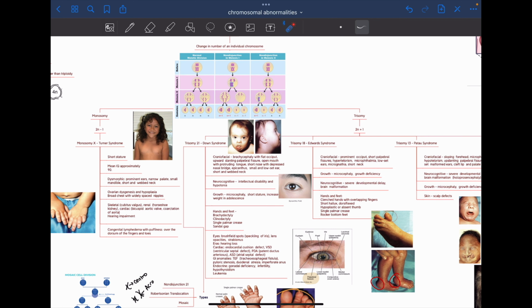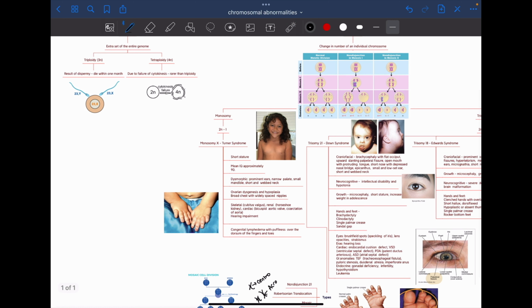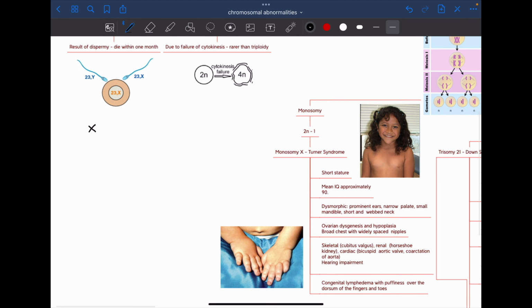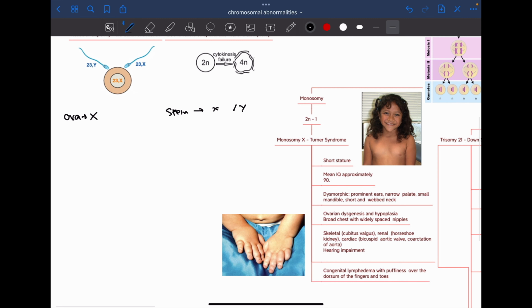Now if we look at the problems with the sex chromosomes, we can basically link them to either the abnormal ova or the abnormal sperm. A normal ovum is supposed to have an X, whereas a sperm is supposed to have either an X or a Y. This is in a normal scenario. In an abnormal scenario, an ovum can have XX, so 2 X's, or no chromosomes at all.